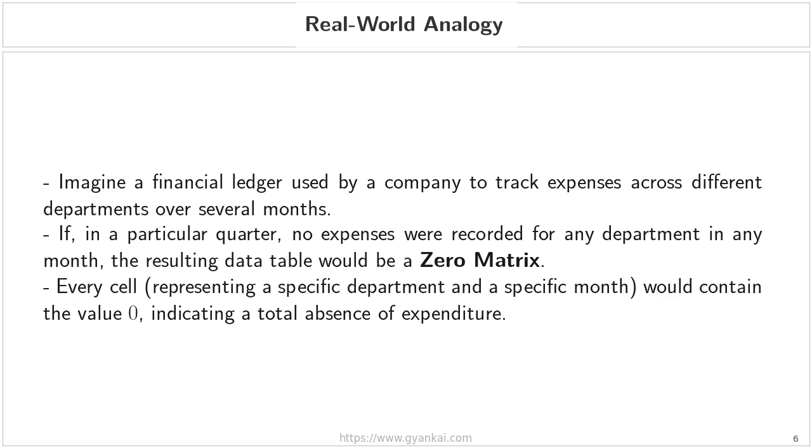This is because every single cell in the table, which represents the intersection of a specific department and a specific month, would contain the value 0, indicating a total absence of expenditure. This perfectly illustrates the definition we discussed earlier, a matrix where every single entry is 0, regardless of the dimensions of the table. With this intuitive understanding in place, let us move forward and discuss some common misconceptions to ensure you do not make these mistakes in your calculations.